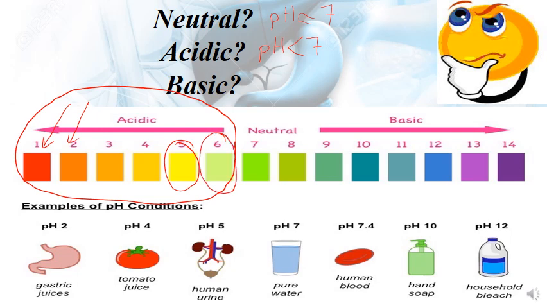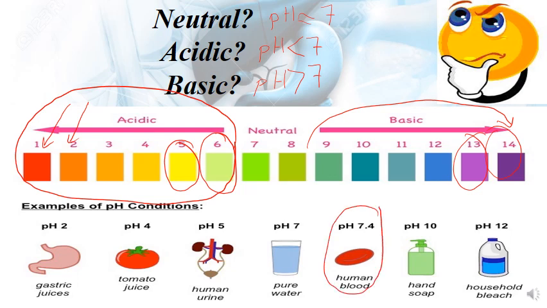Basic is where the pH is greater than 7. As we move away from the 7 toward 14 and 13, these are strong bases, like household bleach and hand soap, for example. However, human blood, pH 7.4, is considered a weak base, while human urine is a weak acid, since it's less than 7 but near to 7. However, gastric juice, pH equal 2, is away from 7, so it's a strong acid.